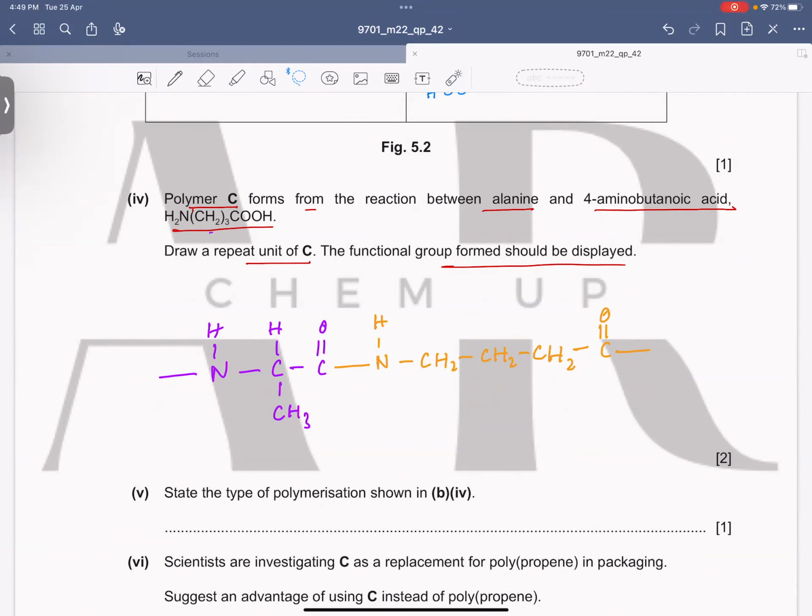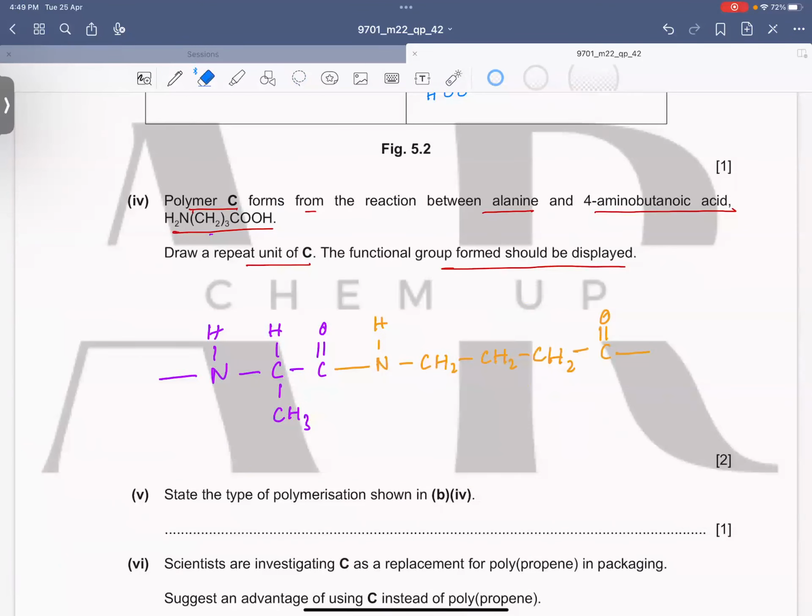See, there are three CH2. How? 1, 2, 3. And 4 is a carboxylic acid. Oh, okay, sir.